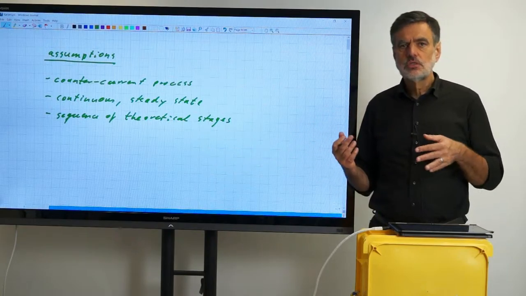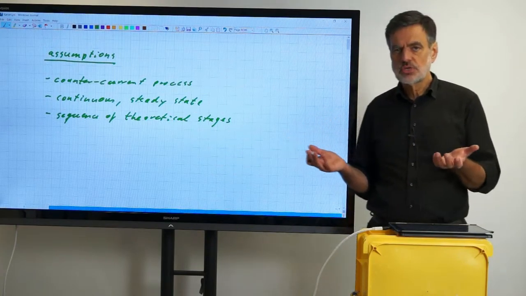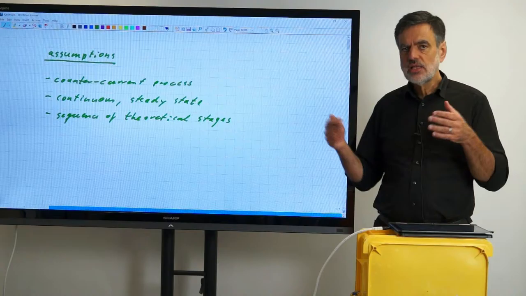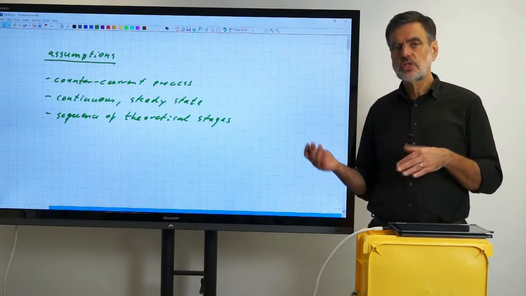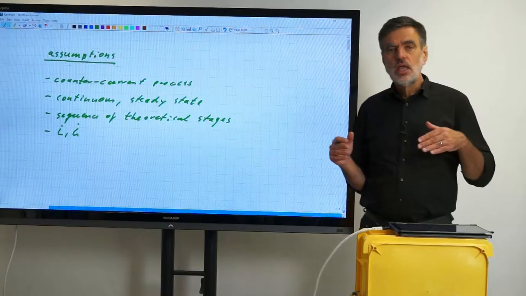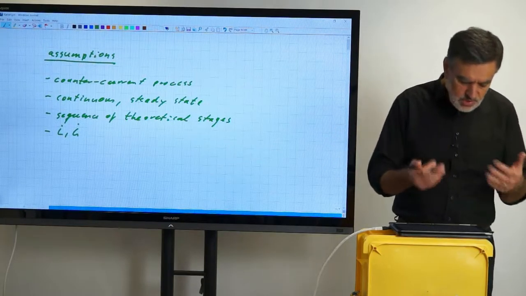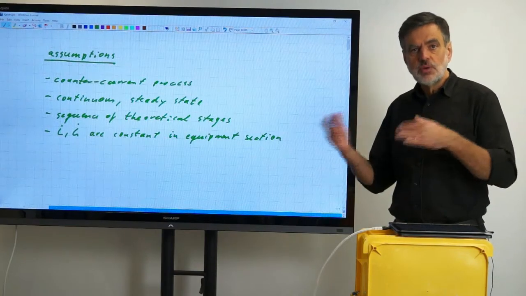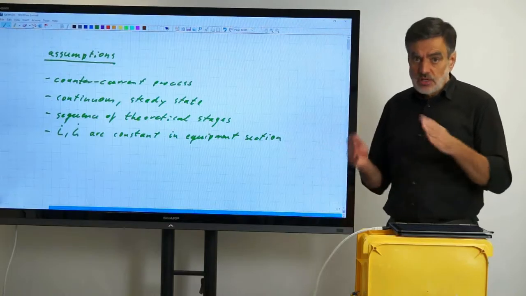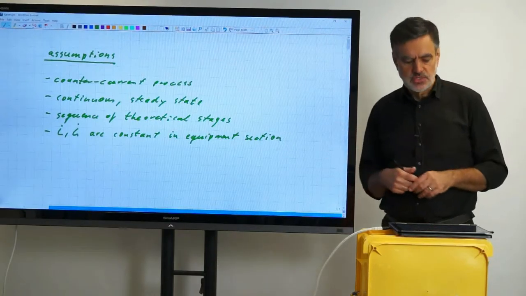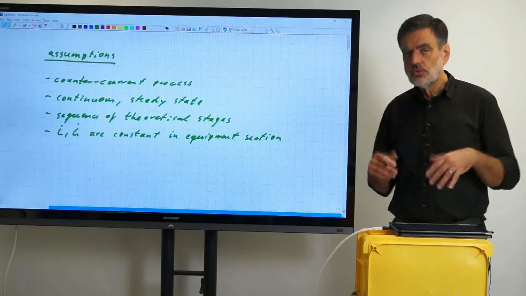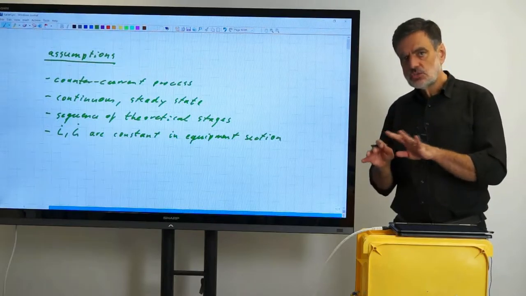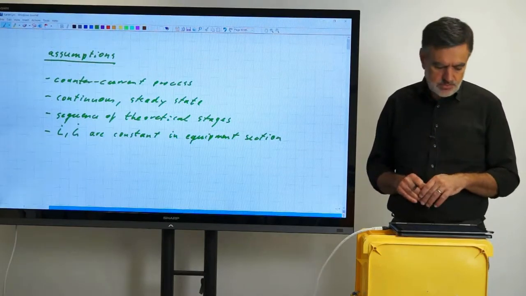Then we want to assume, as we have done also in deriving the McCabe-Thiele diagram, that the equipment, the separation process, can be separated into a sequence of theoretical stages. So we have a sequence of theoretical stages. Okay, so those are some of the boundary conditions. This is in principle sufficient to derive the step construction process.